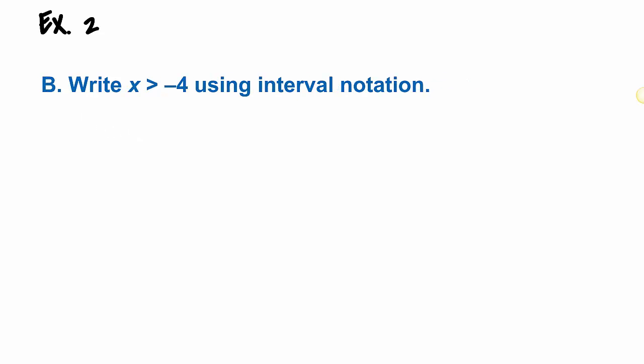Next one says x is greater than negative 4. So not equaling negative 4, but anything that is bigger than negative 4. So since it's not equaling negative 4, I'm going to use an open parenthesis, negative 4, and then it could be anything bigger than that all the way to positive infinity, and I would use a closed parenthesis on that as well. So from negative 4 to positive infinity, both in parentheses.